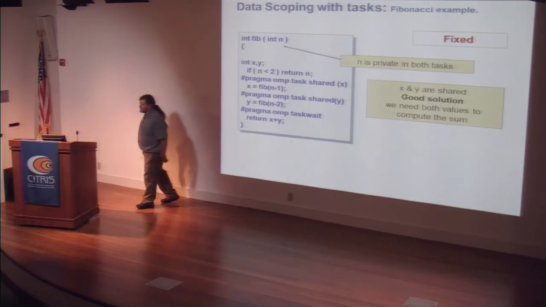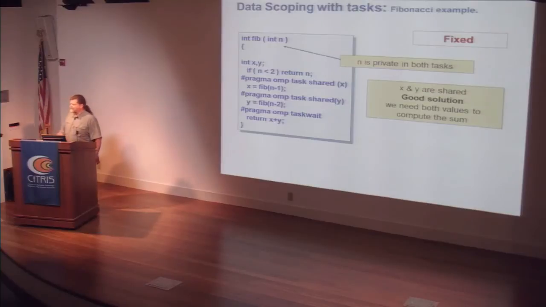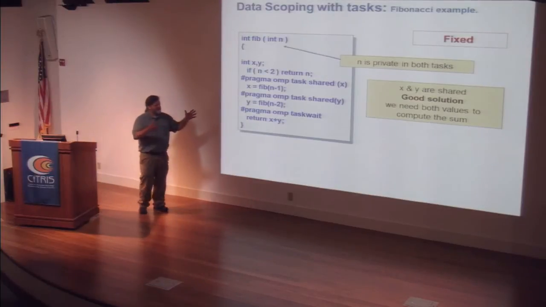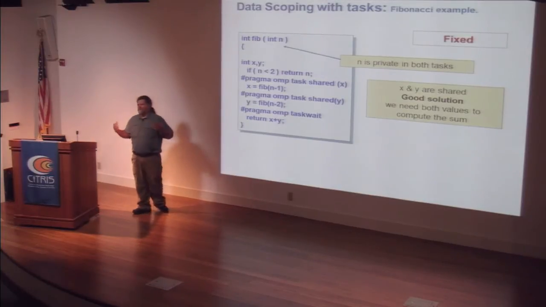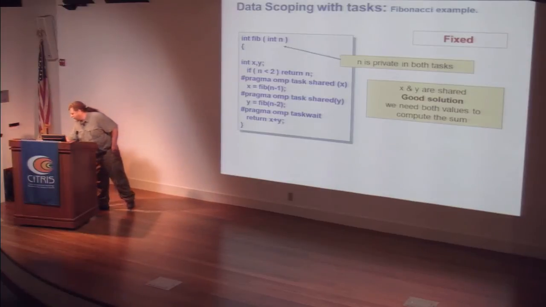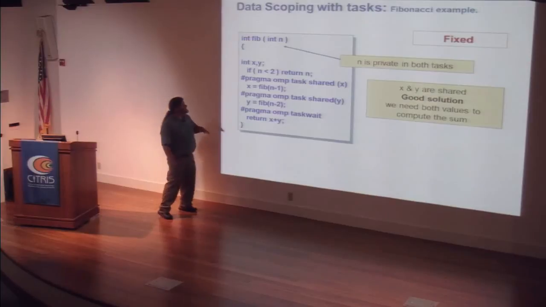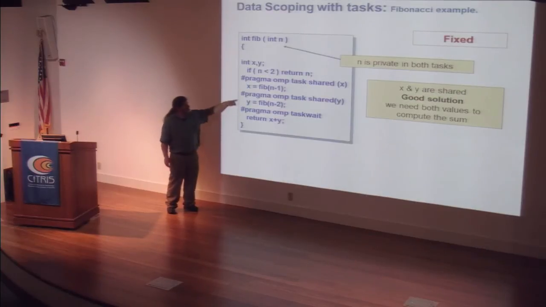So take a look at this code. This is an absolutely abysmal way to generate the Fibonacci sequence. But it's a standard example. If pi is the standard example we use for loop-oriented codes, Fibonacci sequence is the standard example we use for these task-styled APIs. So here's this code. I have a function fib, and inside of it, it's going to create these two tasks. One to do fib of n minus 1, the other to do fib of n minus 2. And then I'm going to wait until they're done and then sum the two together.